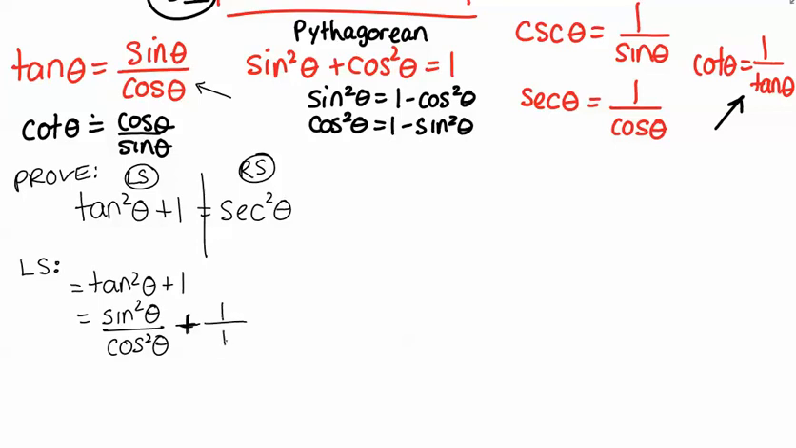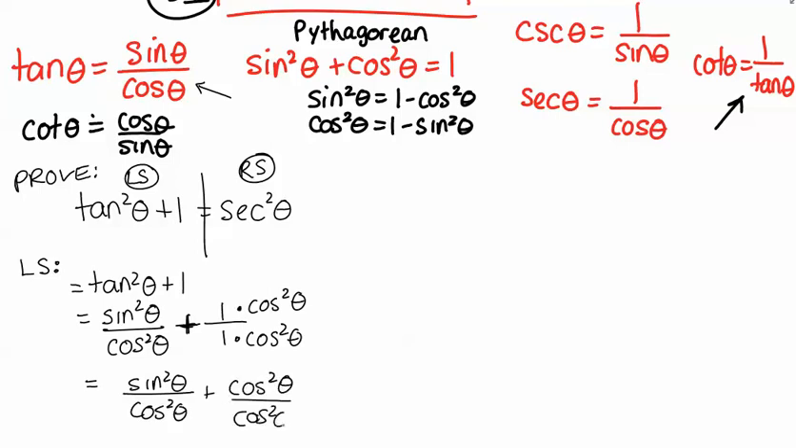So this is like 1 over 1. So if we want them to be common denominators, I think we'll just multiply this side by cos squared theta, multiply the top by cos squared theta, so that we'll now have sine squared theta over cos squared theta plus cos squared theta over cos squared theta. I'm just going to continue over here. And then if we add our fractions, we'd get sine squared theta plus cos squared theta over cos squared theta.